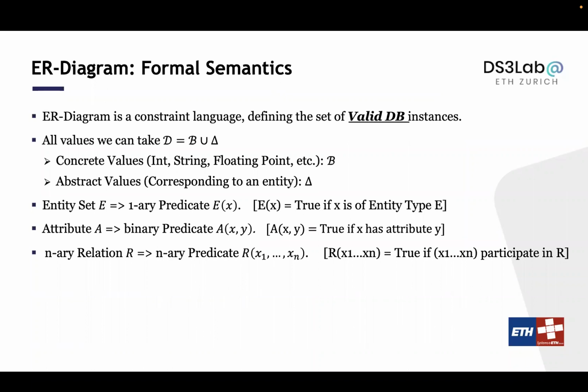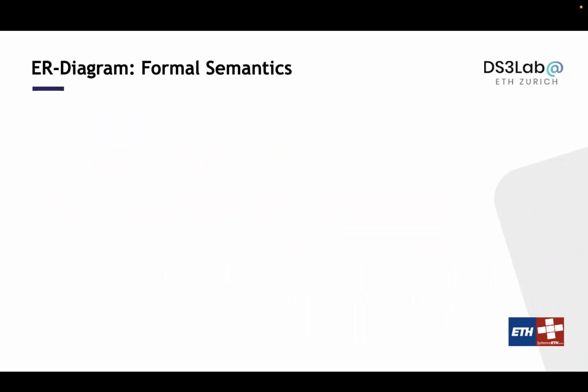Once you do this translation, what are the database instances that you allow inside this model? Essentially, that's all the possible first order interpretations of this logical system. What is the interpretation of the predicate of an entity set? That's all the possible subsets of the abstract values. What is the interpretation of this binary predicate? That's all the possible pairs between an abstract value and a concrete value, saying this abstract entity has that attribute. And what would be the first order interpretation of these different relationships? They are subsets of the cross product of the abstract values.